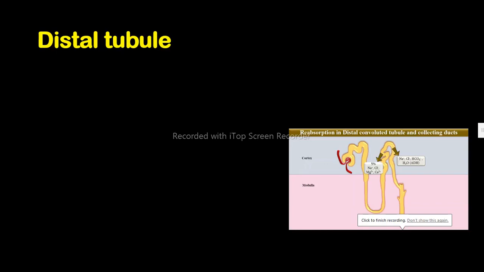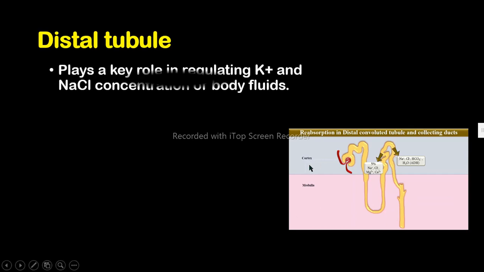Yes, so we have seen that as our renal filtrate is ascending up the ascending limb, it becomes more dilute. It becomes more dilute because the sodium ions together with the chloride ions are absorbed from the renal fluid.